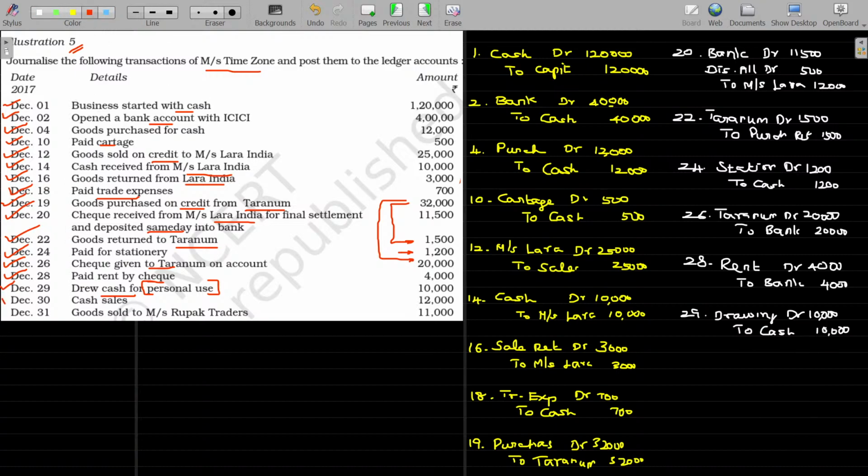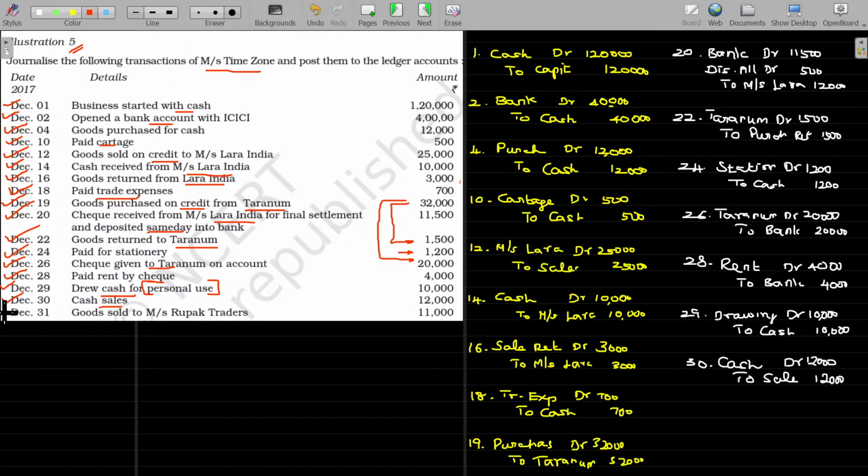On December 30, cash sales. We received the cash, so I am debiting the cash account, debit to sales, to sales, the value being 12,000.